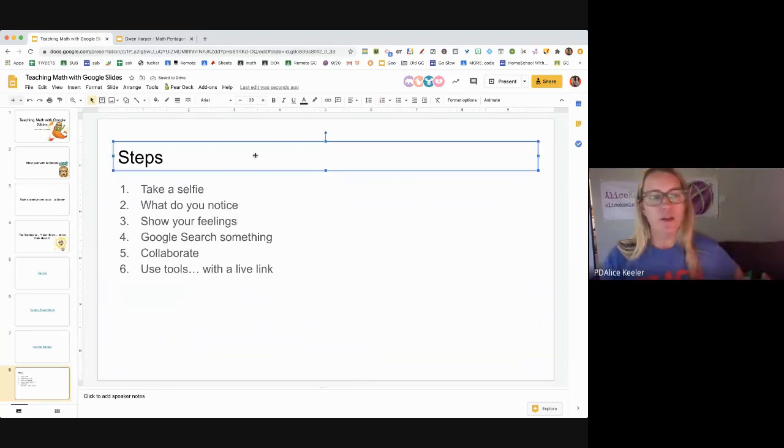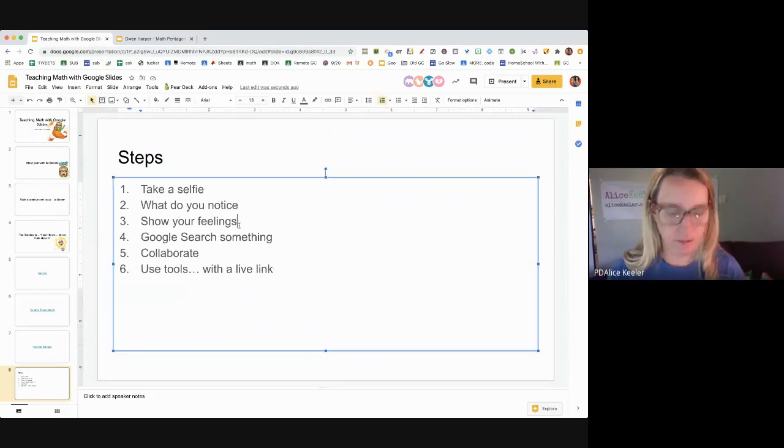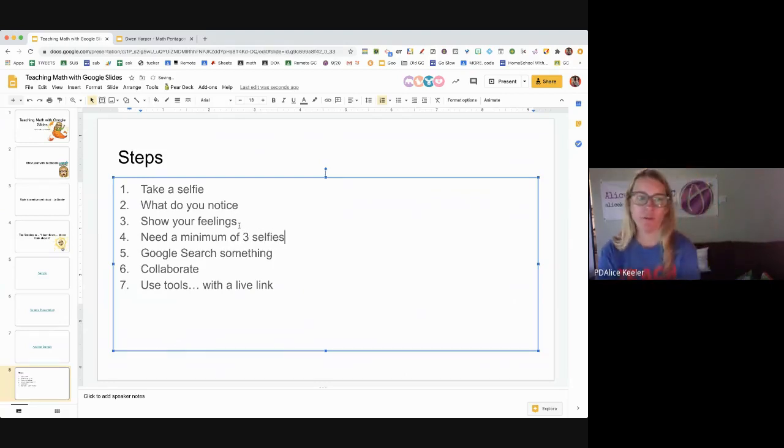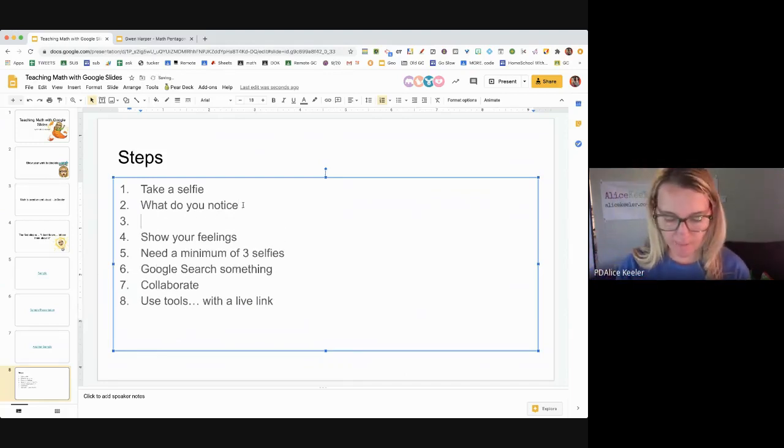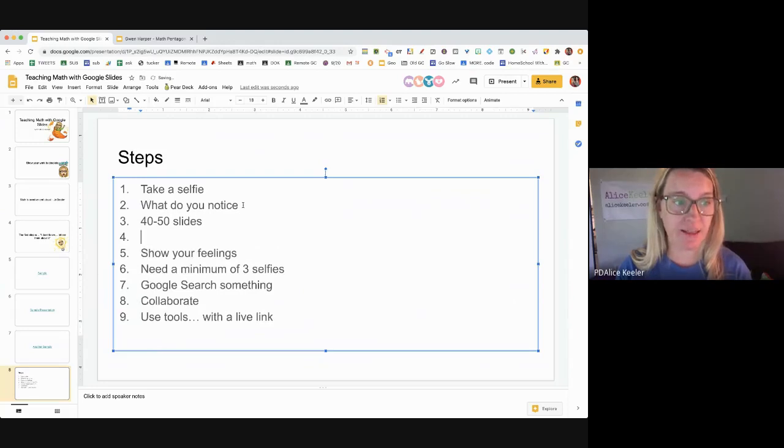Got that one. So my steps are: you have to take a selfie. You start with a selfie. Right, they have to have a minimum of 3 selfies. First thing you do, brainstorm. Define selfie. It's a picture of yourself, and it could be an actual picture or a Bitmoji or a sketch, something that represents you and your feelings. Brainstorm out what you notice. You should end up with 40 to 50 slides, and it's one idea or one thing per slide.